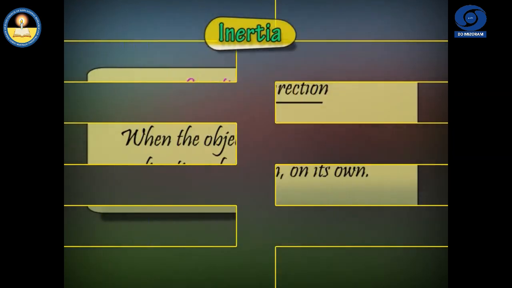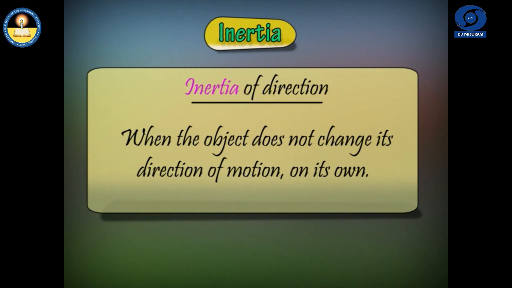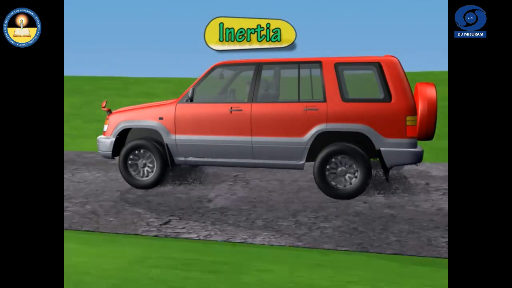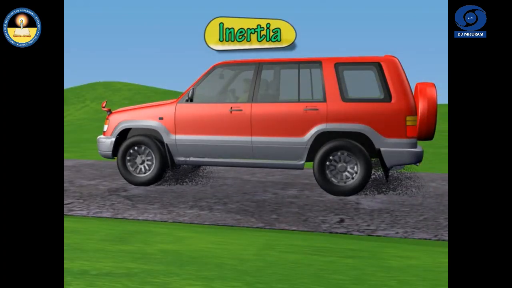In the same way, inertia can also be classified as the inertia of direction. That is, when the object does not change its direction of motion on its own. For example, mud flying tangentially off the tire of a car.